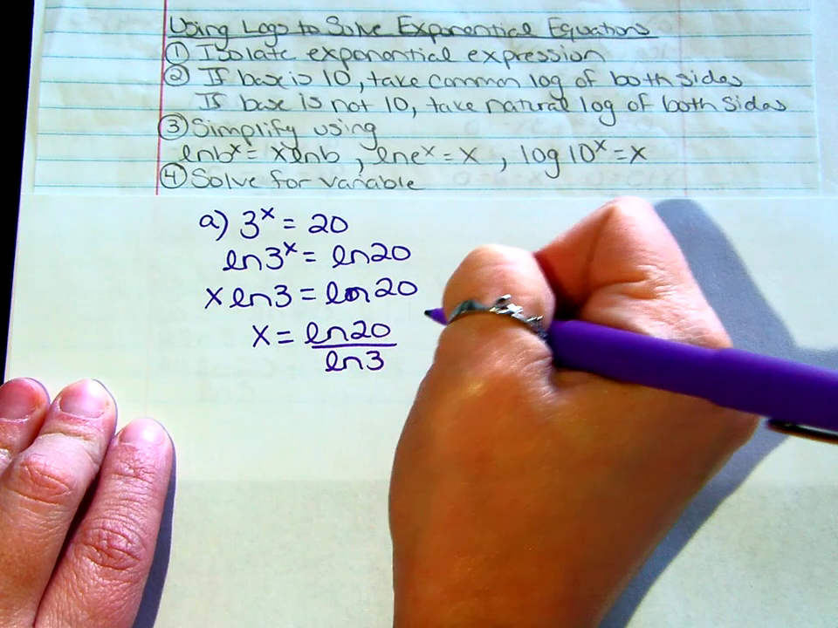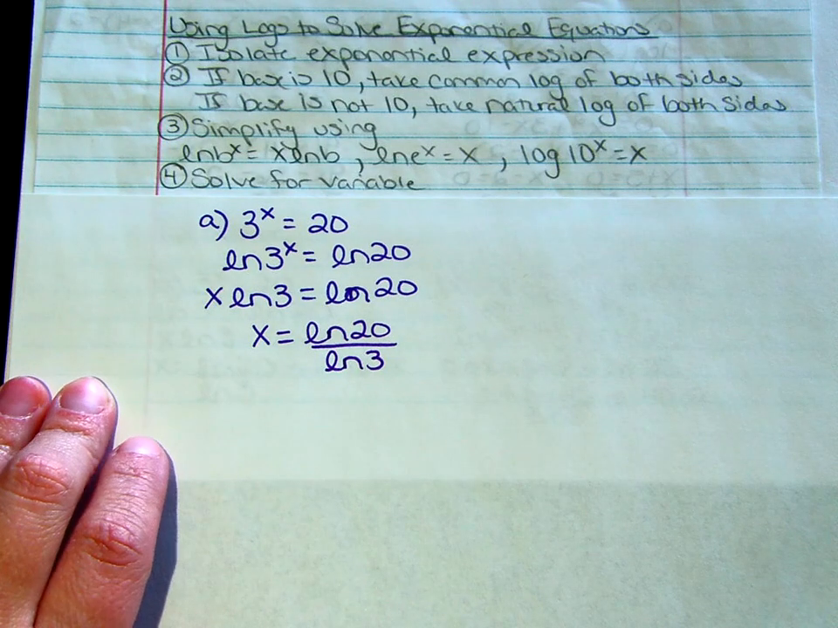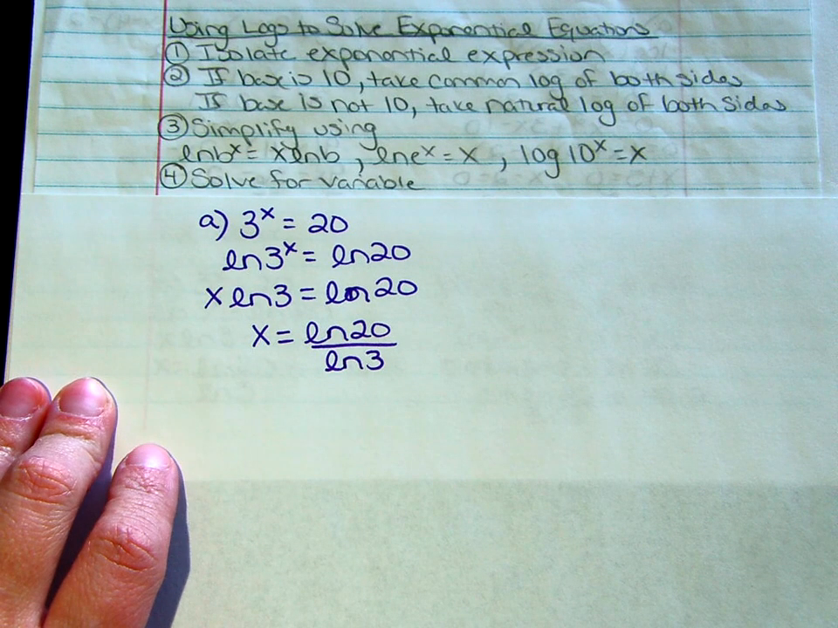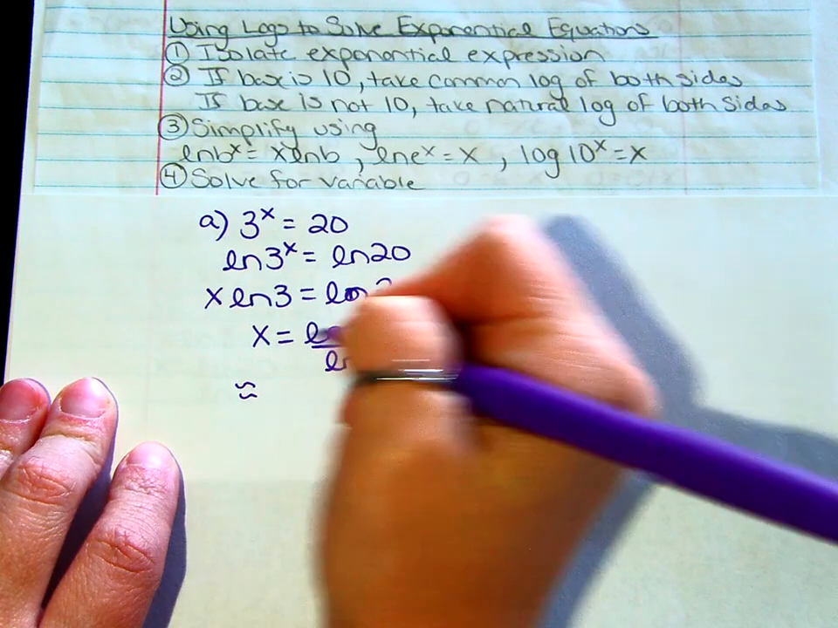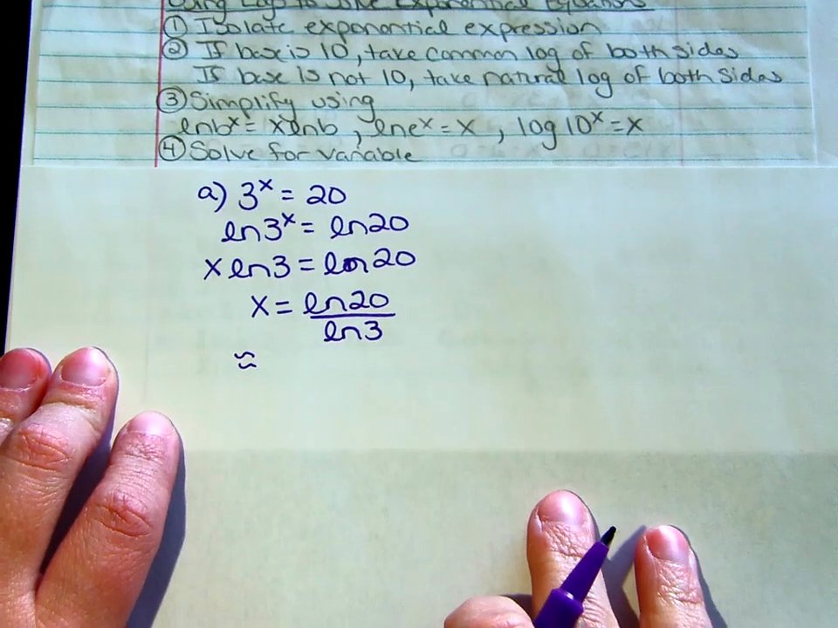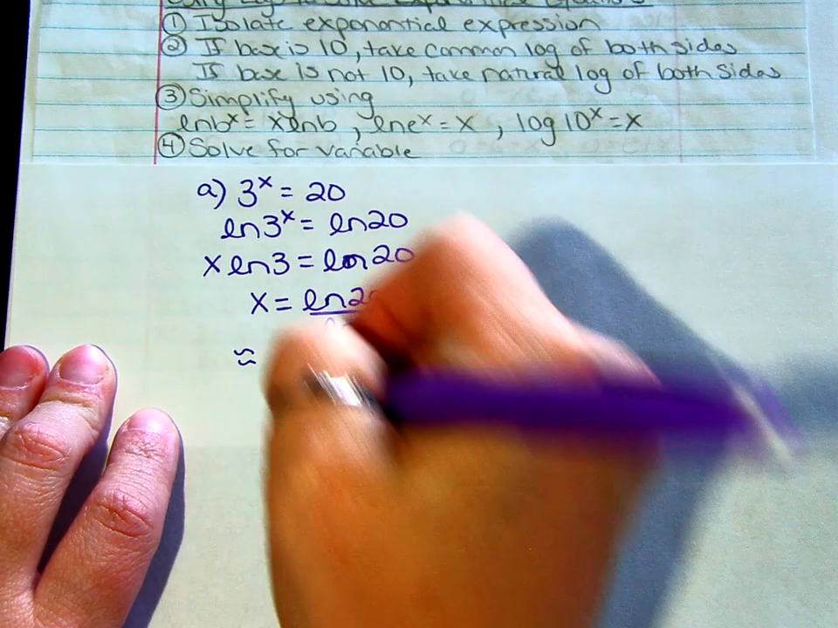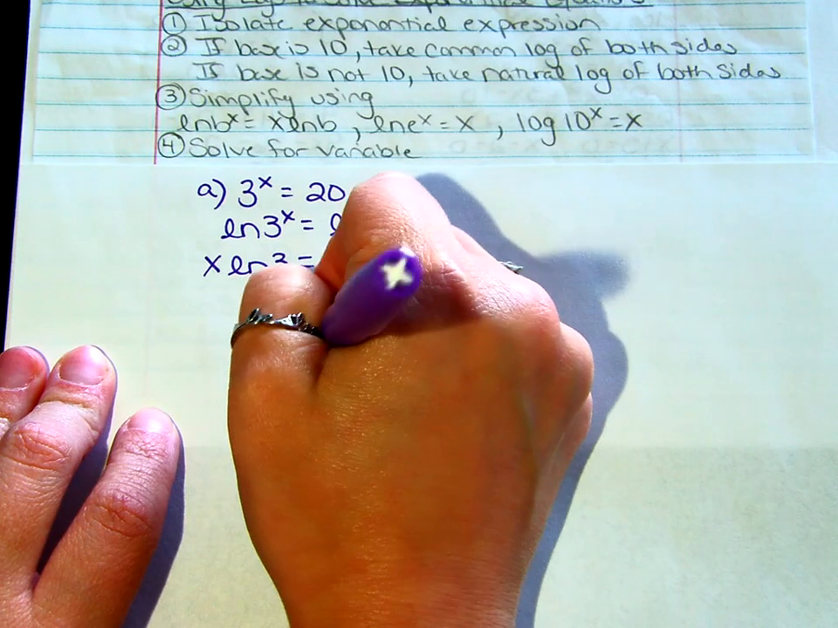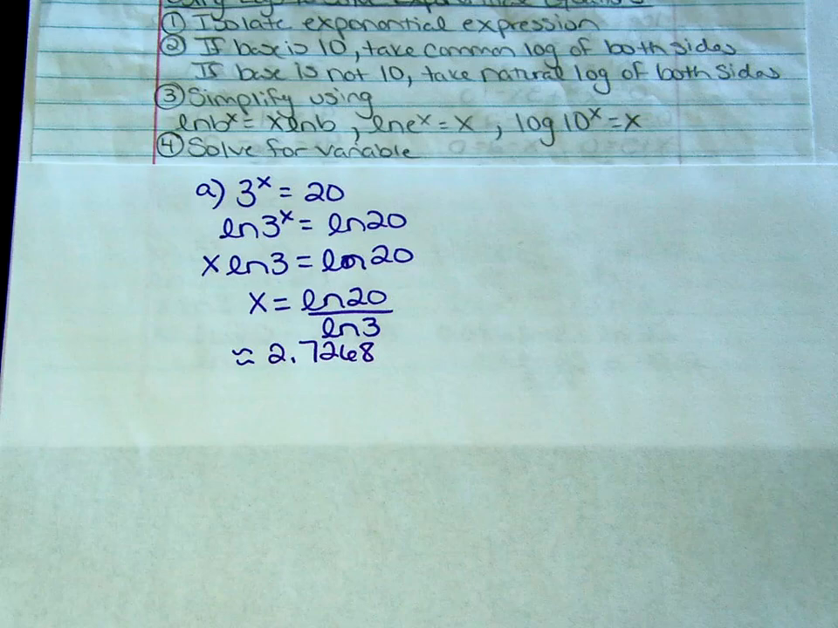And then I go to my calculator. ln of 20 divided by ln of 3 is approximately 2.7268. I went to 4 decimal places in my handwritten notes, but like I said, Pearson, for some reason in this one, only went to 3. So this would be 2.727 in Pearson.